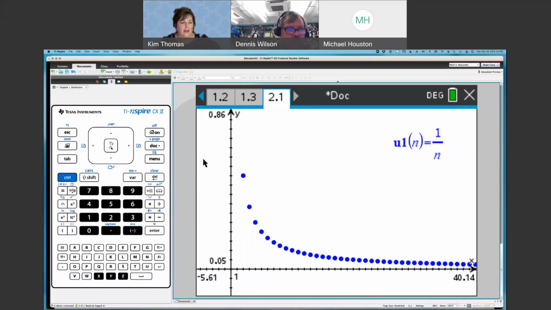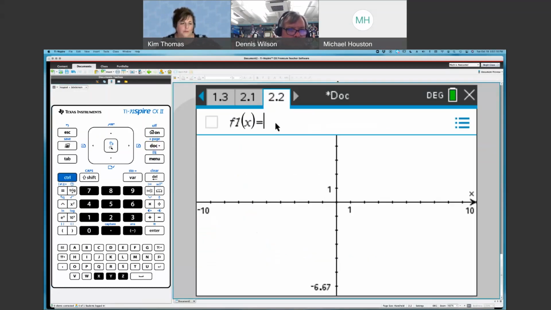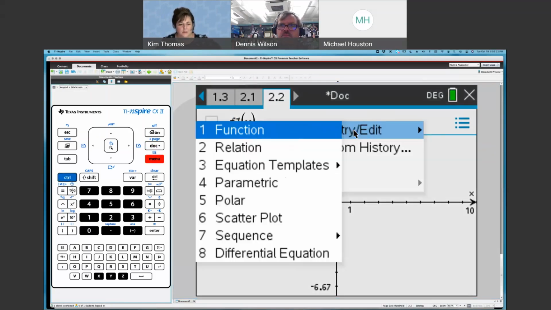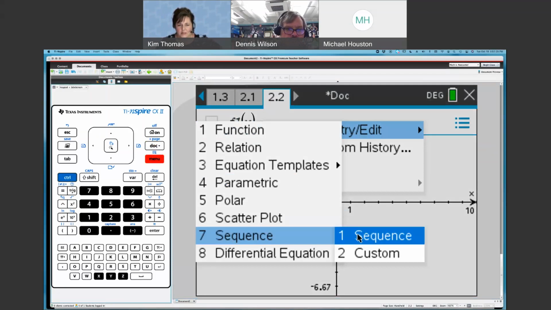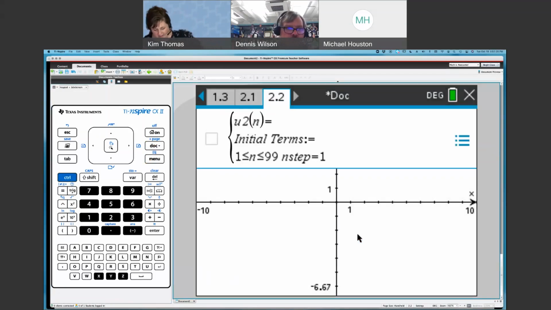So I'm going to go ahead and add a page. And I'm going to do another graph. And I'm going to change my control menu. And so by the end of this, we definitely get that pattern and we're going to do a sequence. And I want to add that up.